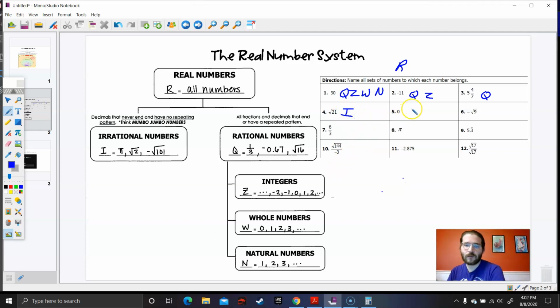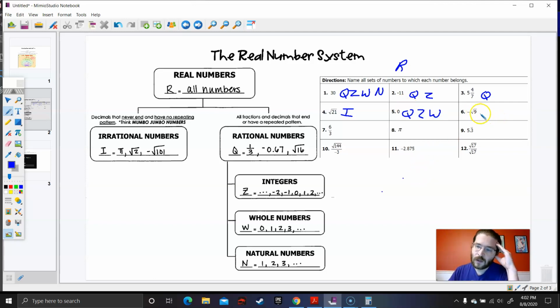What about 0? Well, that's actually already in here, right? So we know that it's rational. We know it's an integer. And we know it's a whole number, but it can't be a natural number because remember, natural numbers don't include the 0. So this is going to be Q, Z, and W.